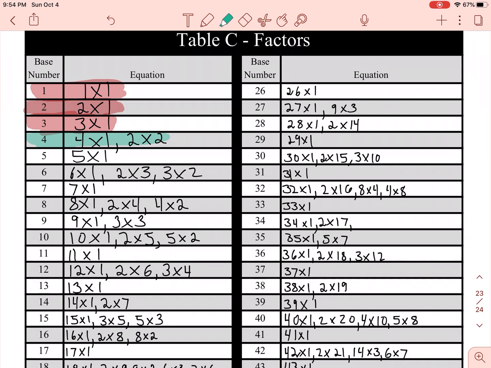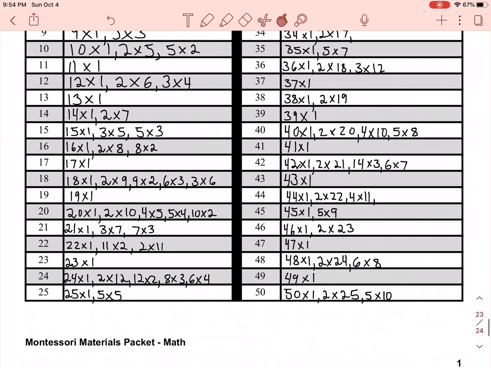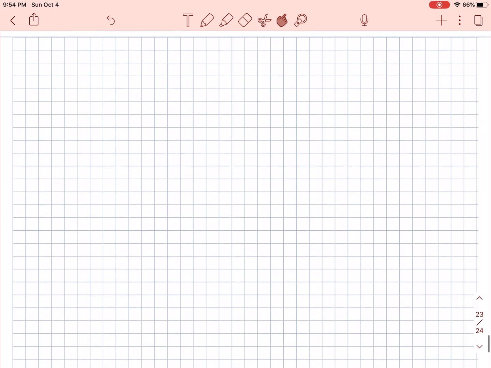So these red numbers here have a special name because the only way to make them is to multiply it times 1 or by itself. We call these numbers composite numbers. So composite numbers, I'm going to go ahead and write that down, and you should write that in your math notebook too. Composite numbers.